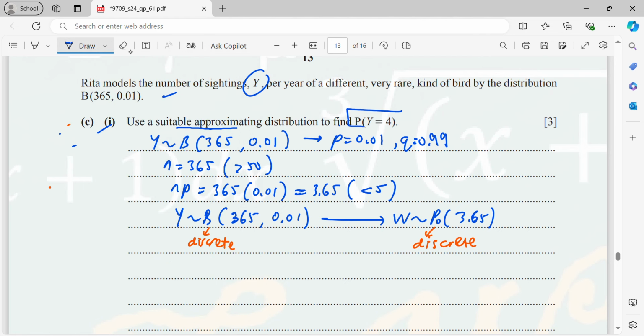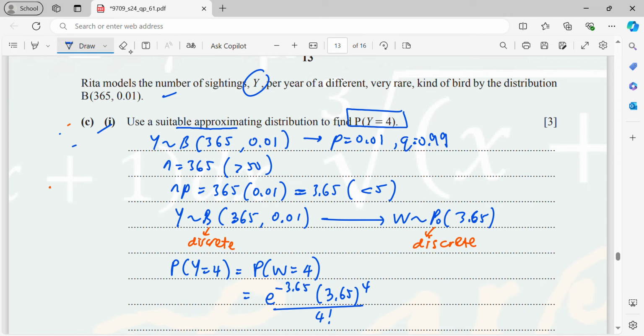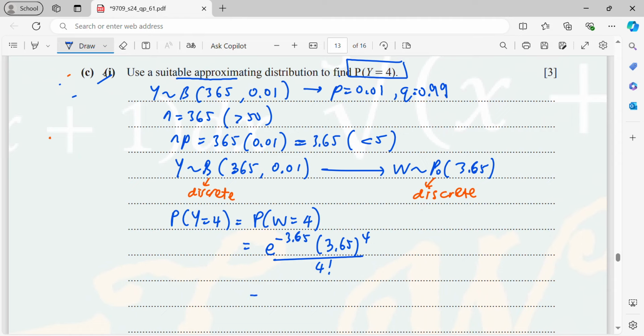So now we need to find P(Y = 4). So P(Y = 4) is basically the same as P(W = 4). Since this is Poisson distributed, just use the formula e to the power minus 3.65, 3.65 to the power 4 over 4 factorial. Then you will get the answer of 0.1922, which is 0.192 correct to 3 significant figures. So done for the C first part.